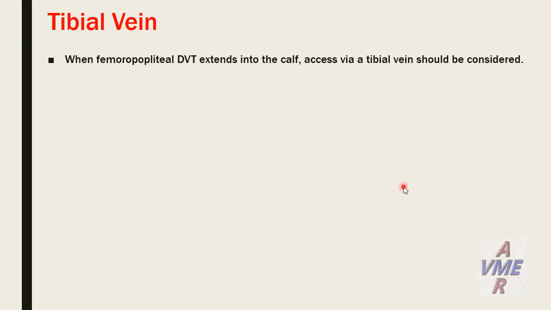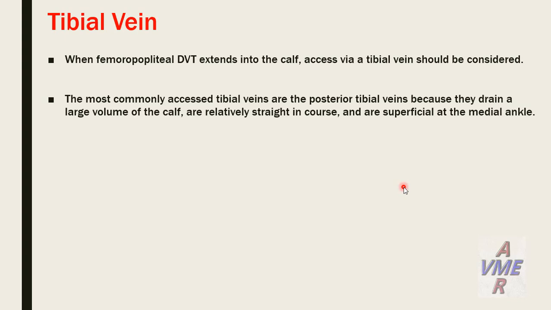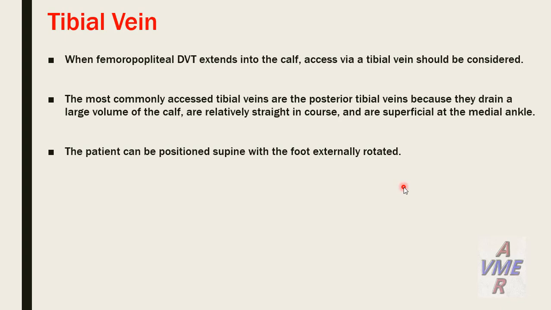Tibial vein. When femoral popliteal DVT extends to the calf veins, access via the tibial vein should be considered. The most commonly accessed tibial veins are the posterior tibial veins because they drain a large volume of the calf, are relatively straight in course, and are superficial at the medial ankle. The patient can be positioned supine with the foot externally rotated.